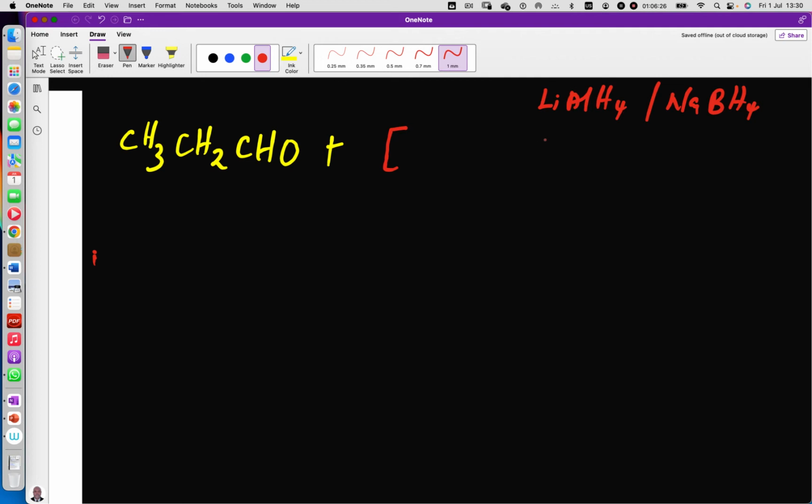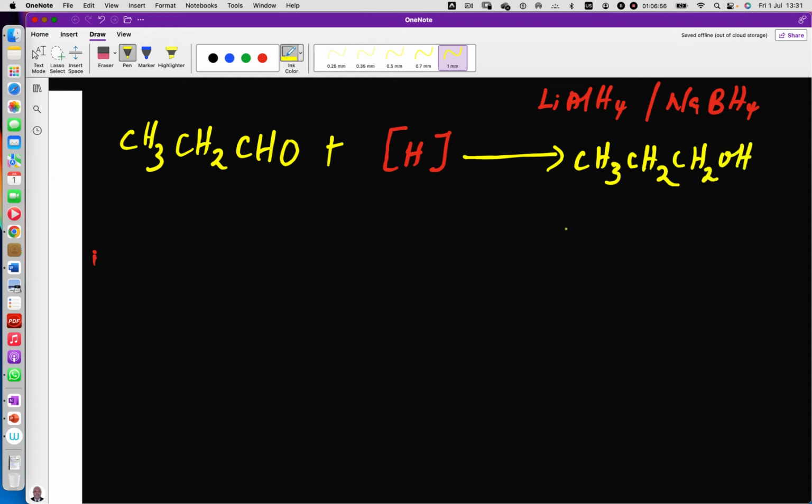So now we were oxidizing this one, and we are reducing this one back again, by reduction to what we call primary alcohol. The primary alcohol for propanal is propan-1-ol. So propan-1-ol will be this one, CH3, CH2, CH2, OH. That will be the whole thing.